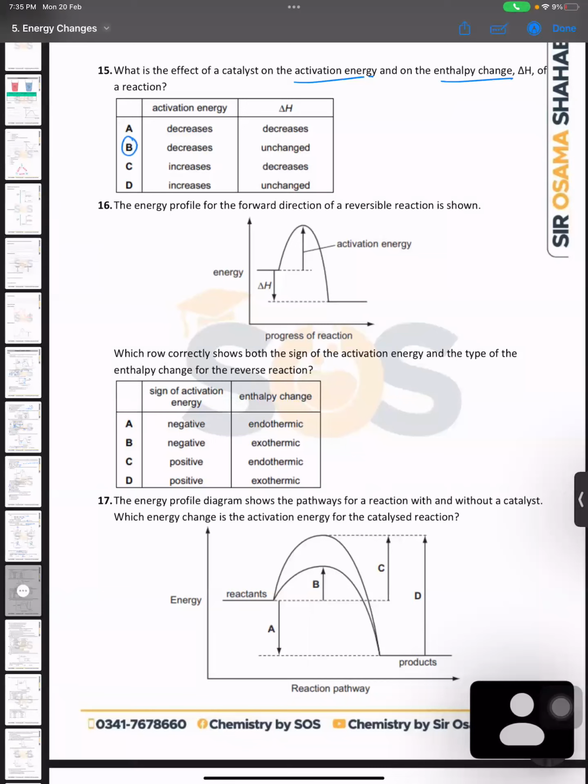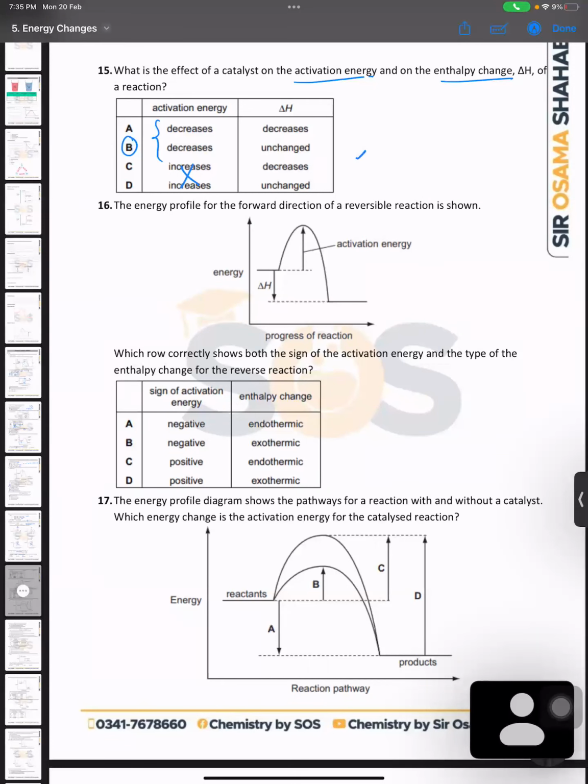Let's see. What is the effect of catalyst on activation energy and enthalpy change? So definitely we know that when we are using catalyst, it is going to decrease the activation energy. So these two can be the right answer. So these two cannot be it. And the enthalpy change will remain unchanged. B is the right answer. Very good, beta.